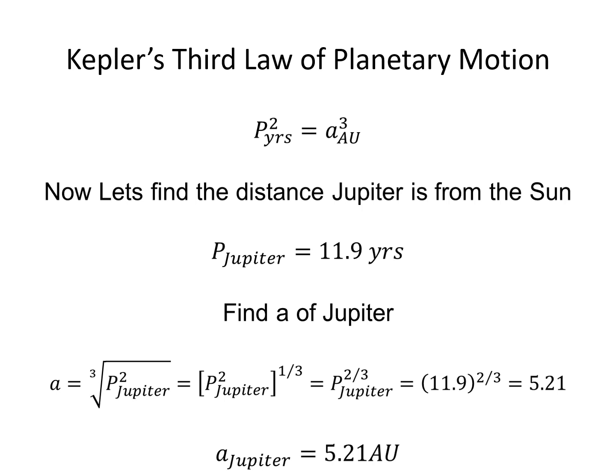Remember, we can rewrite this as p squared, all of that taken to the 1/3 power, or just period to the 2/3 power. Then we can just plug and chug. Period is 11.9 years. 11.9 taken to the 2/3 power is 5.21. So that means that the average distance that Jupiter is from the Sun is 5.21 AU. Again, this is not an intuitive relationship, so it's fortunate that Kepler was able to discover this mathematical relationship so we could make these calculations.